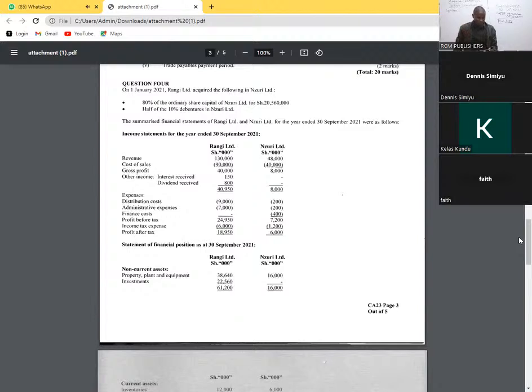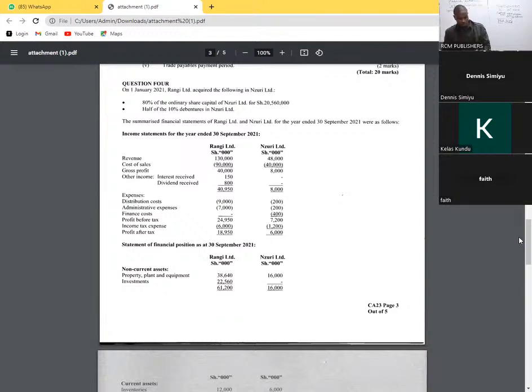So it says on 1st January 2021, Lag Limited acquired the following in Nzuri Limited: 80% of the ordinary share capital of Nzuri Limited for 20,560,000, and half of the 10% debenture in Nzuri Limited. The summarized financial statements of Lag Limited and Nzuri Limited for the year ended 30th September 2021 were as follows. You can see the income statement provided, starting with revenue all the way to profit after tax.